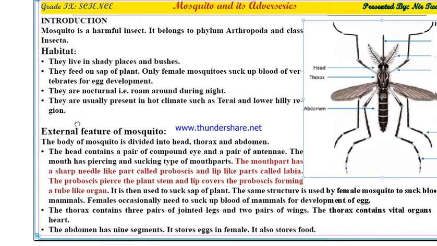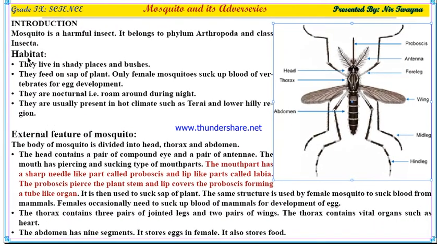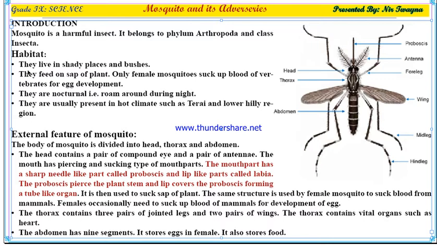Okay, now let us discuss the habitat. Where do you find mosquitoes the most? Mosquitoes mostly live in shady places, the places where there is not enough light. They like shady places and bushes. Bushes means charpat. They like shady places and bushes, and they feed on sap of plant.